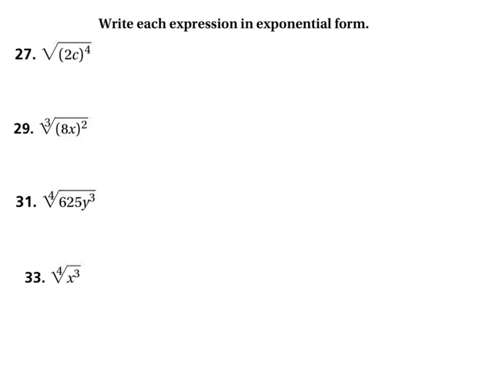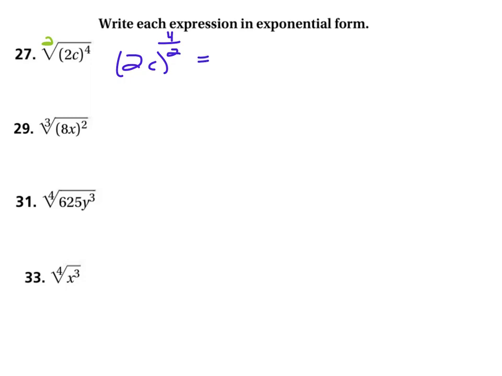Okay, for these, we're writing them in exponential form. So what we want to do is write whatever is being rooted to. Well, first let's write the base. So let's take 27. We're saying 2c, and that is being raised to the fourth power, you can see. And it's being rooted to the, what's that invisible root here? If you don't see a number, it's a 2. So it's being rooted to the second root, and it looks like that.